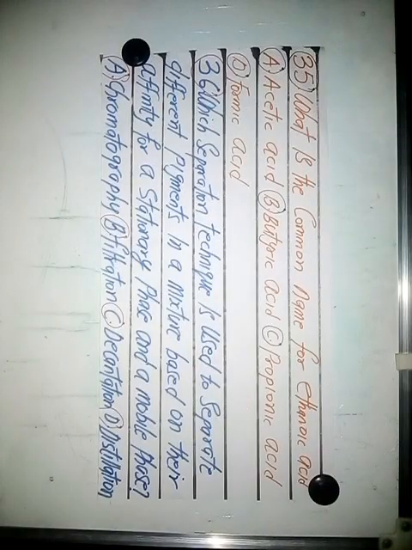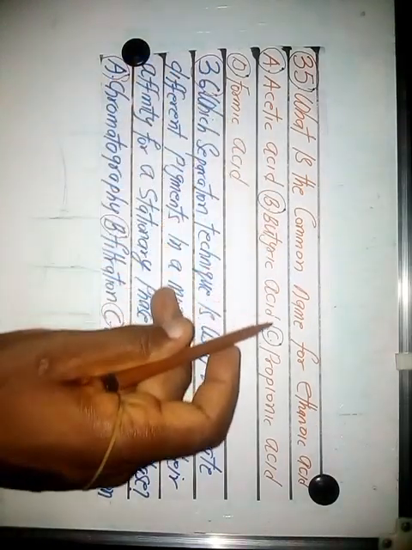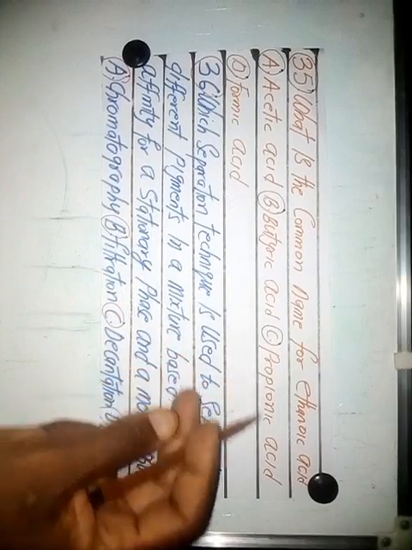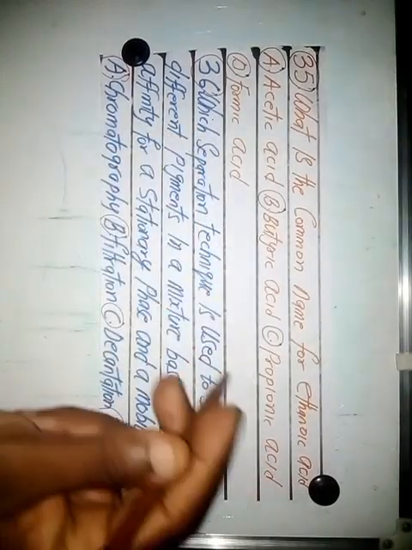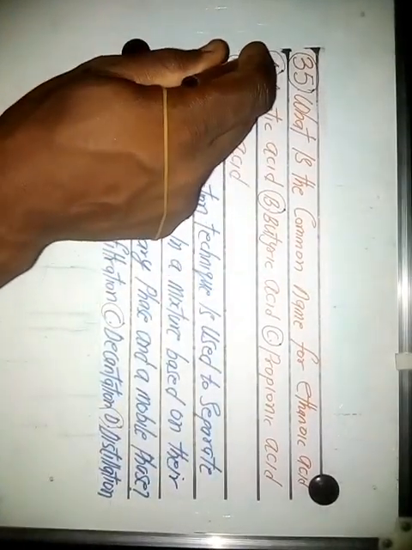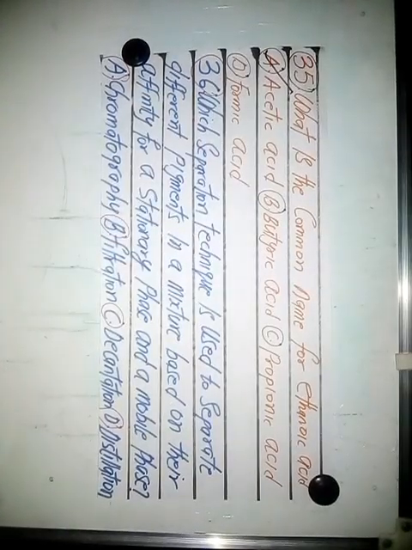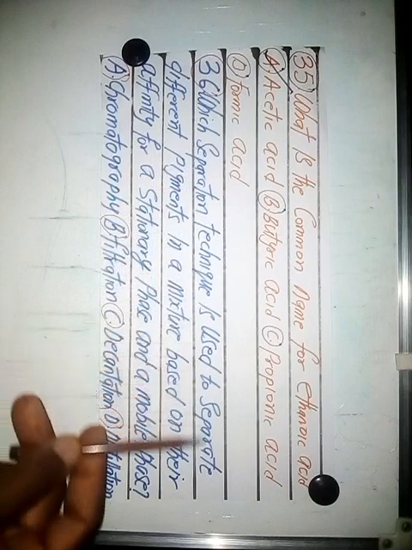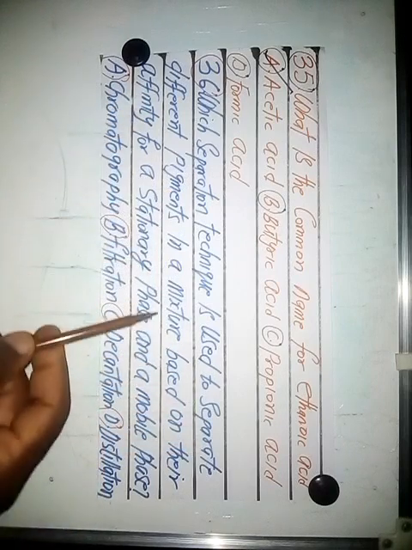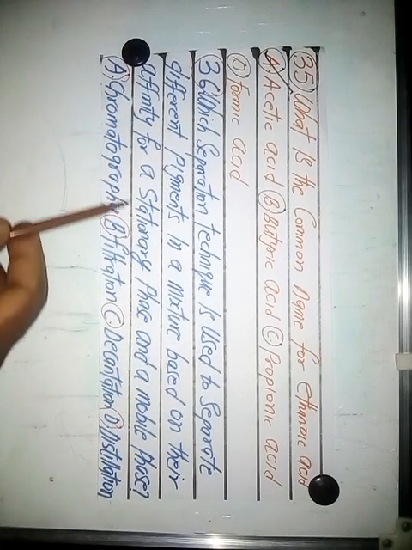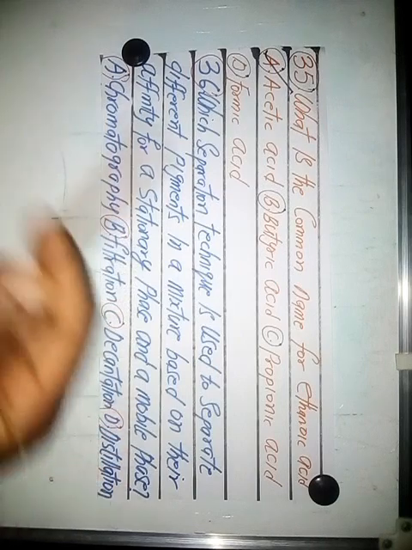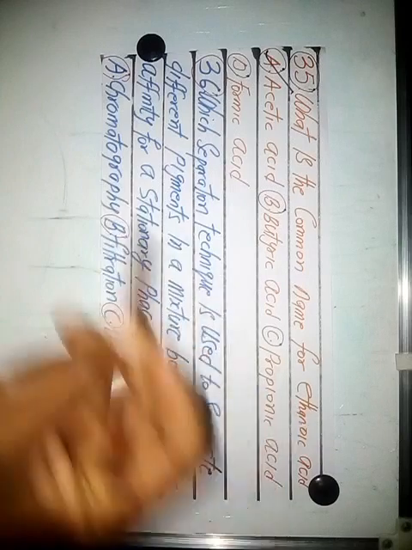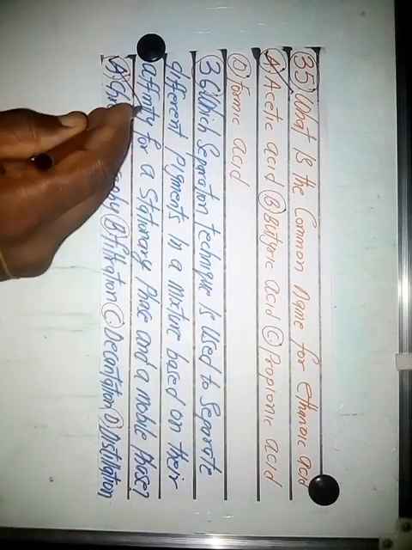So number 35. What is the common name for ethanoic acid? Acetic, butyric, propionic, formic. So your answer is acetic acid. That is the common name for ethanoic acid. 36. Which separation technique is used to separate different pigments in a mixture based on their affinity for a stationary phase and a mobile phase? At times this question is repeated. So without wasting much time, your answer is chromatography.